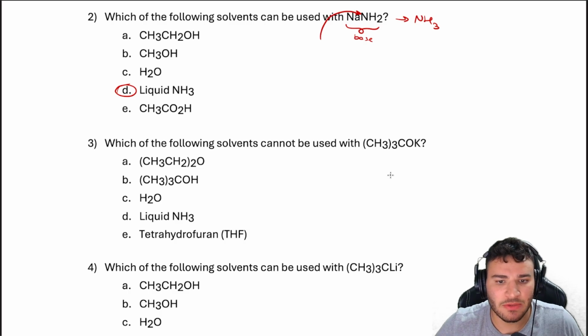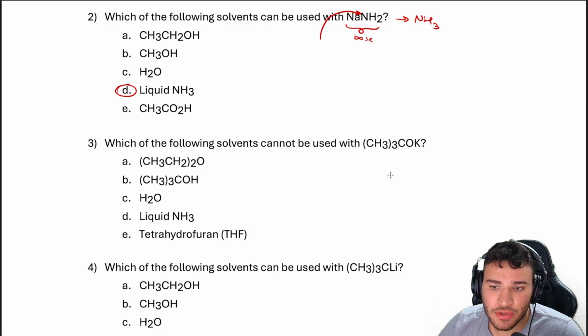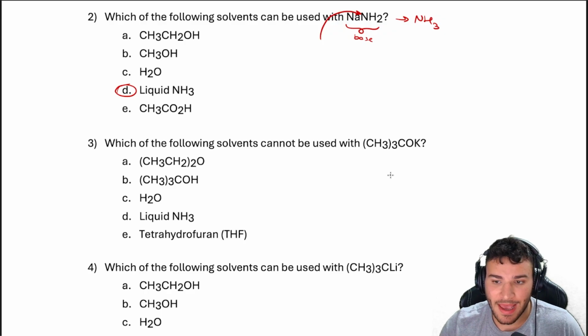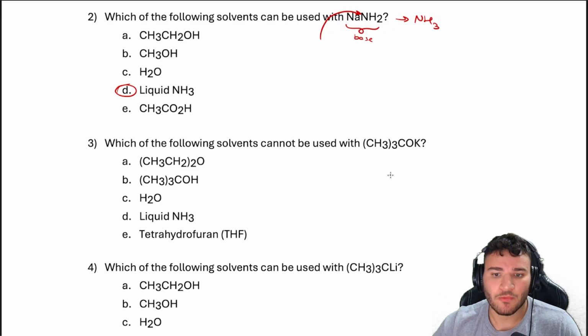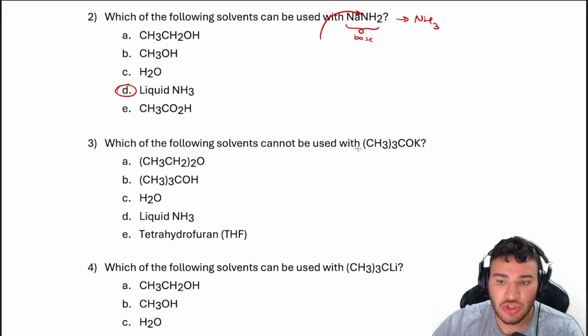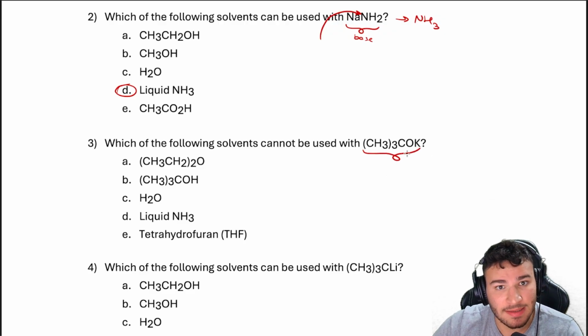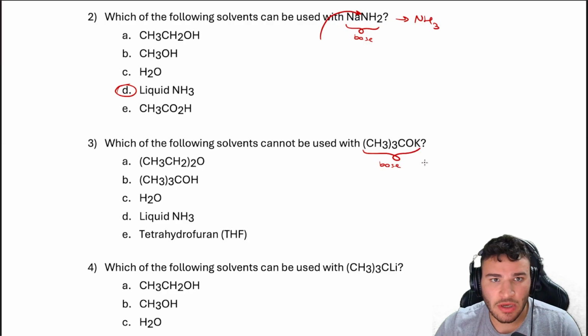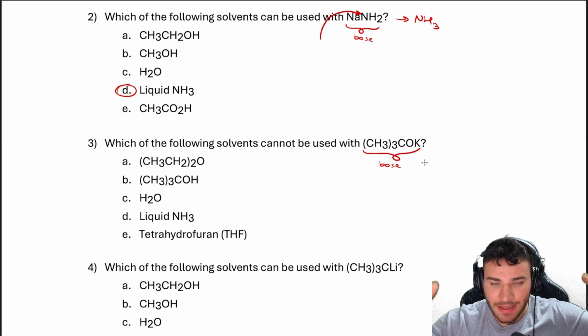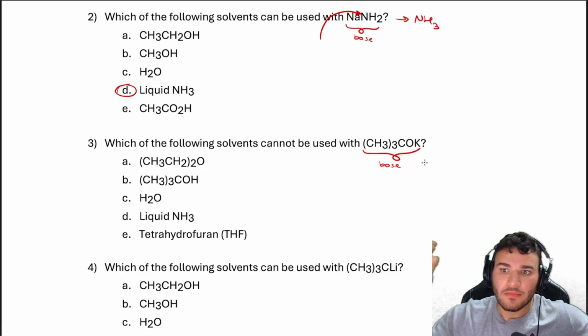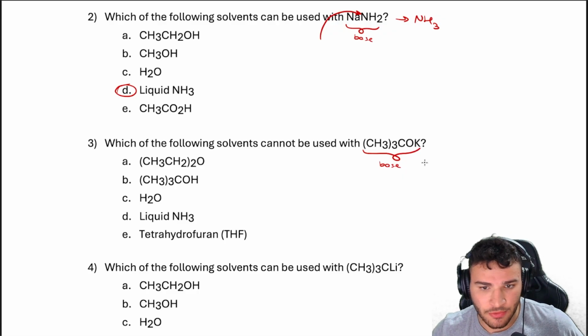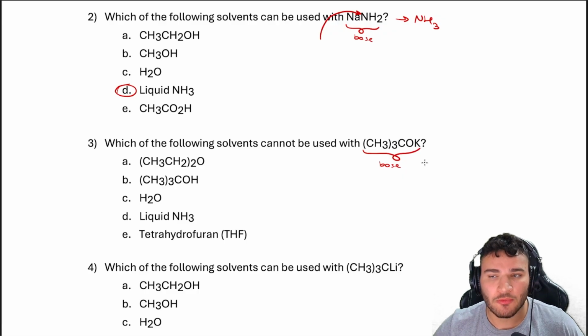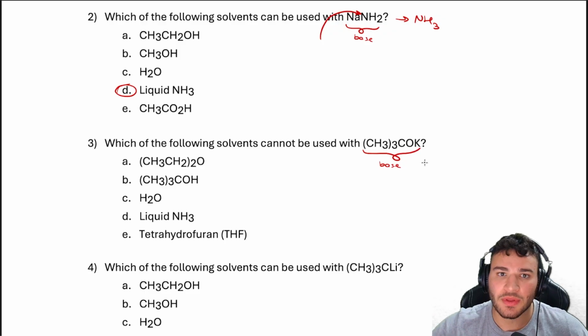In question 3, we're asked which of the following solvents cannot be used with (CH3)3COK. This is like a really big complicated molecule. Doesn't matter. We have to think about it. If we're assuming that this acts as the base because it has a negative charge, right? Obviously, it's going to act as the base. Which of the following solvents would least likely interfere with whatever acid we can put in this reaction? Which solvent would least likely interfere with the protonation of this base?